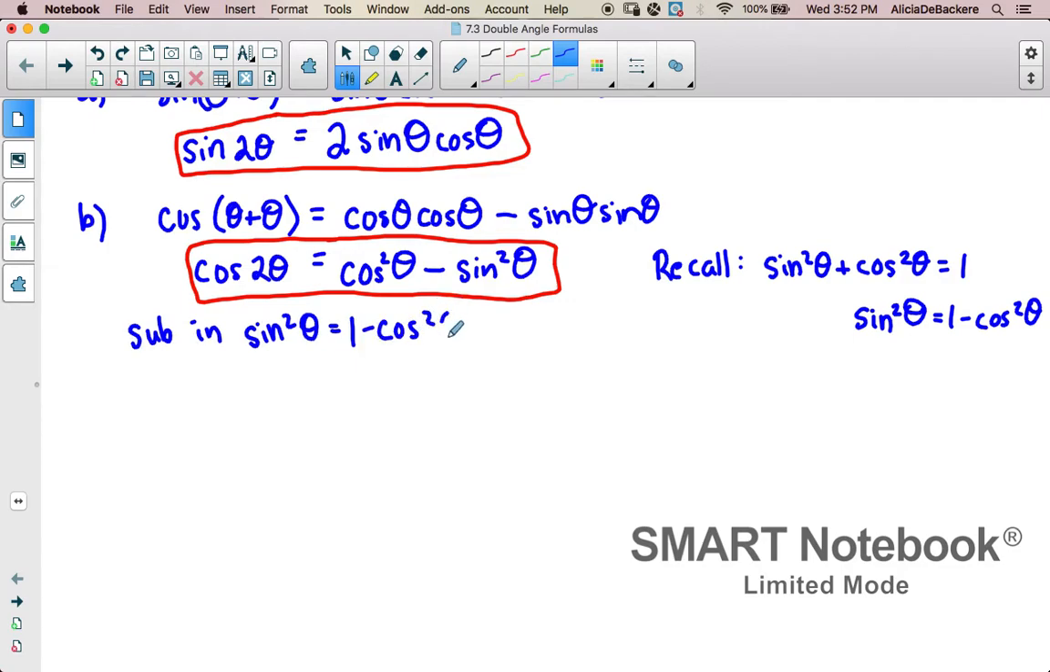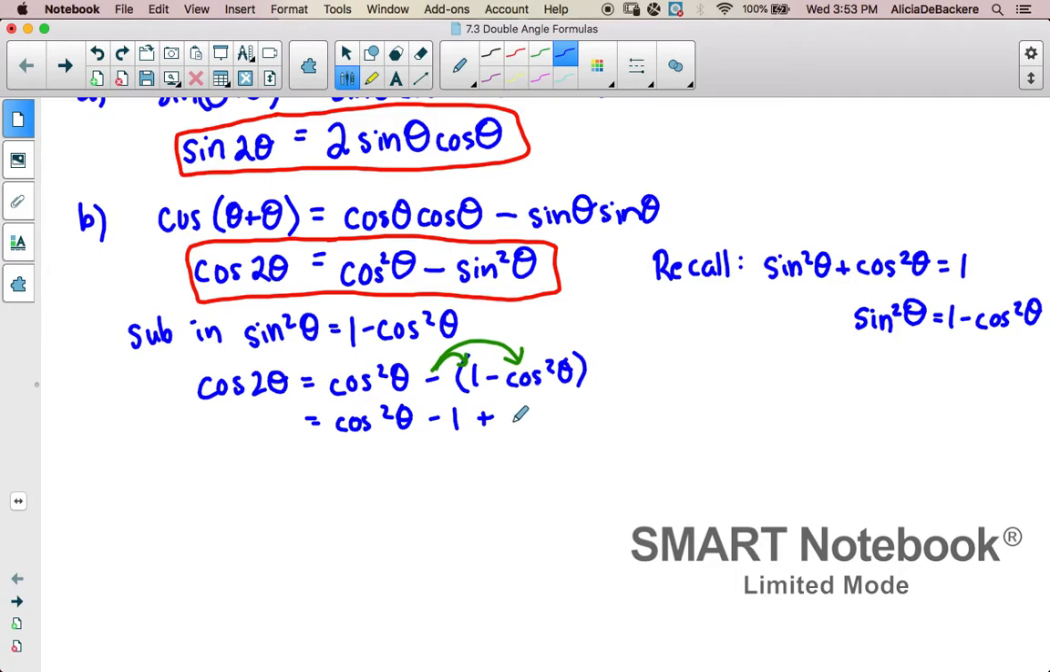And then what I get is that cos 2 theta is equal to cos squared theta minus (1 minus cos squared theta). It's important that I put that in brackets because I'm subtracting the 1 and subtracting negative cos squared theta. So that becomes plus cos squared theta. Then I can simplify this. I've got a cos squared plus another cos squared theta, and that gives me 2 cos squared theta minus 1. And this is the second version of our cos 2 theta.